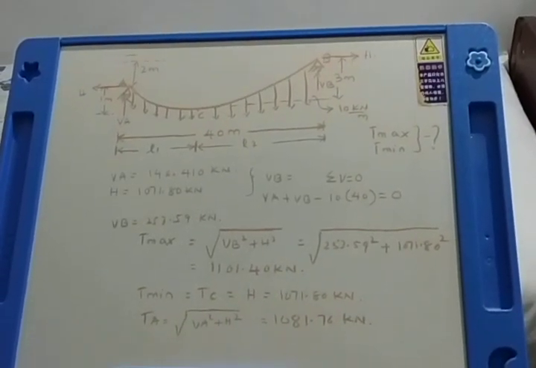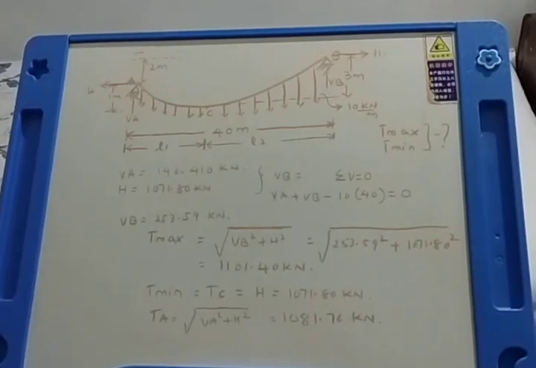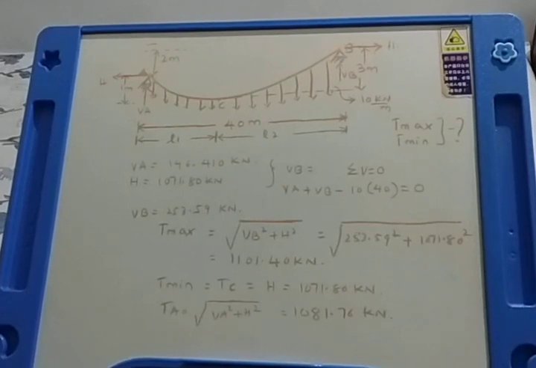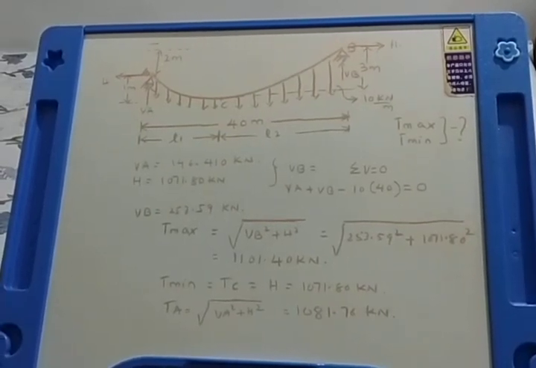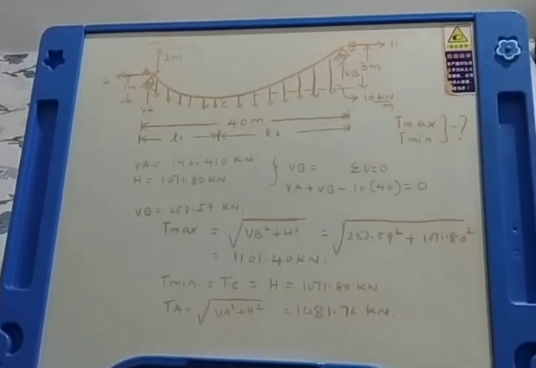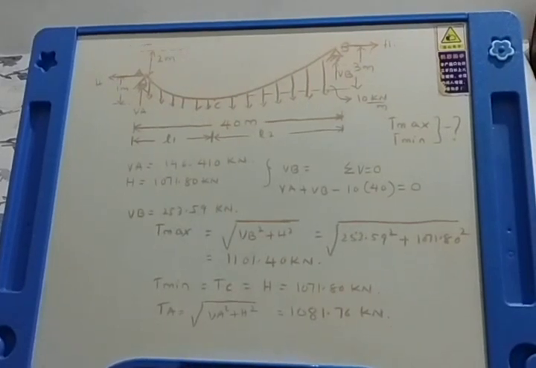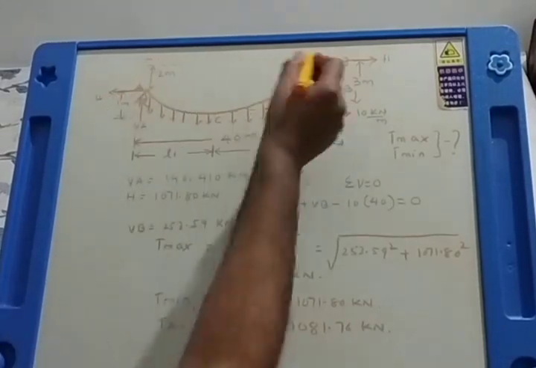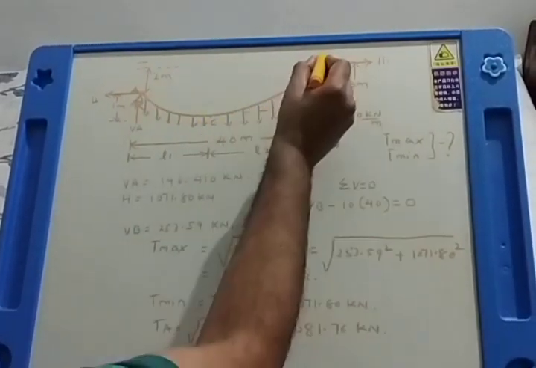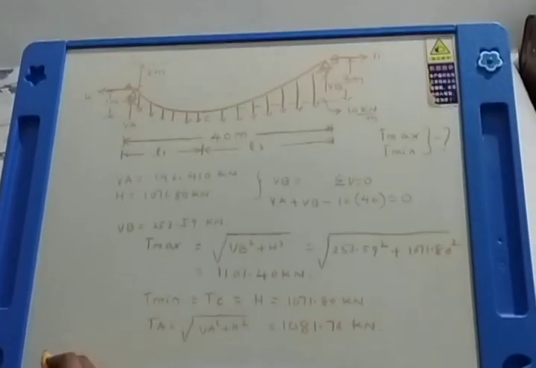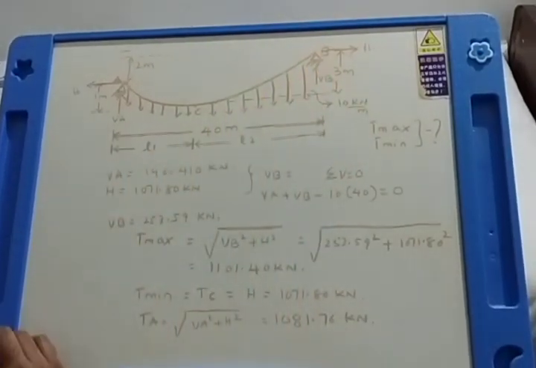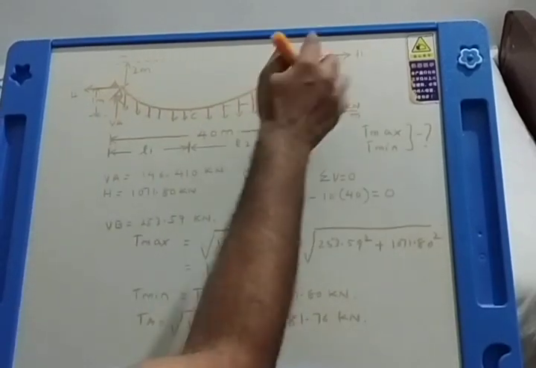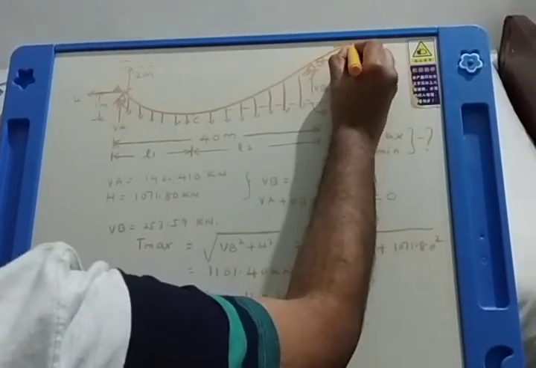So this is how you can find out the maximum tension and the minimum tension in the cable and their point of occurrence. Keep this in mind. Maximum tension in case of cables occurs at the point where the slope is maximum. That is one condition, that is either at A or B. But again, if the supports are not at the same level, it will occur at the point where the vertical reaction of the support is maximum. For instance, in this case, VB is maximum, more than VA, so maximum tension is at B.